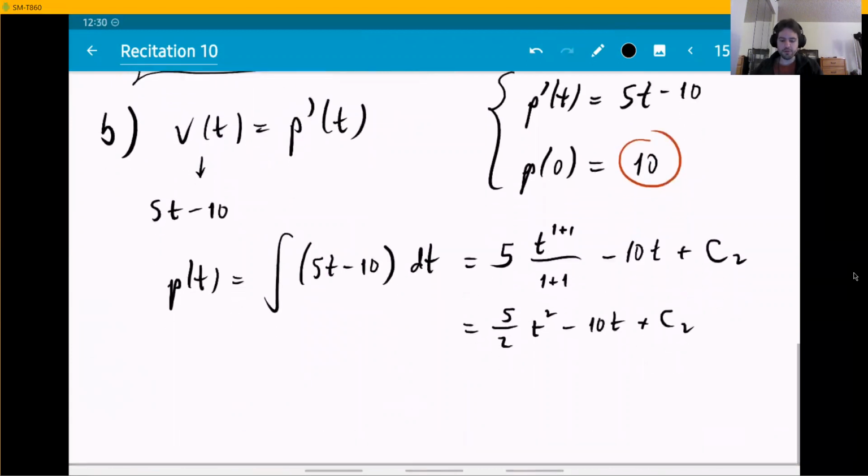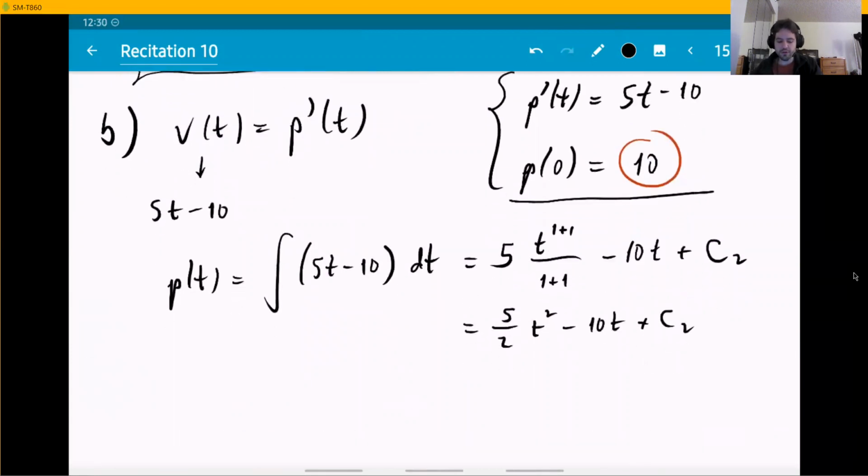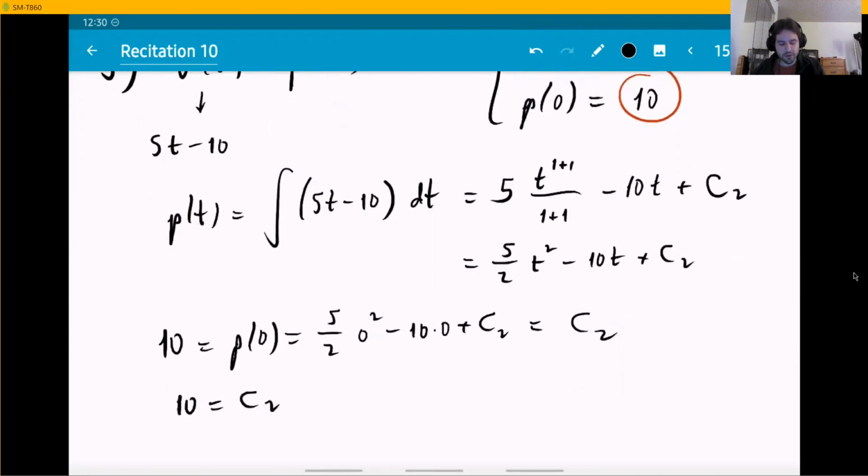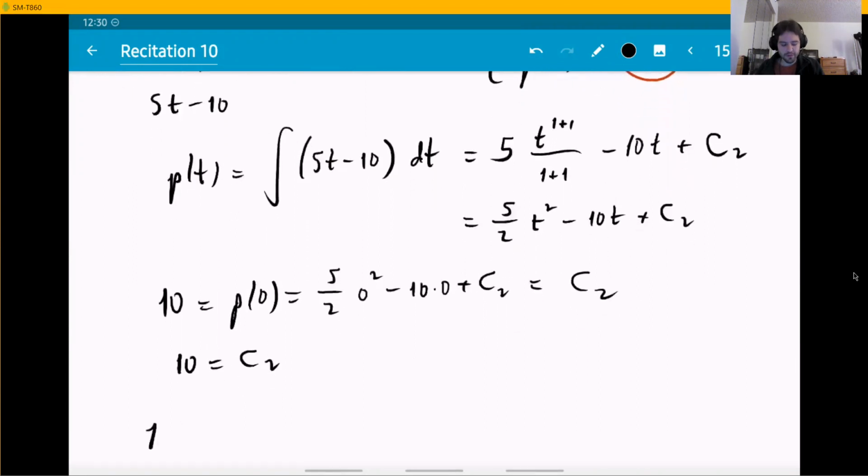How do we find c2? Use the initial value condition. 10 is p of 0, which is, now plug in 0 for t is very easy, because the t squared and the t are just 0. So this just leaves you c2 equals 10. Nothing to solve here. So you find the position function, 5 over 2 t squared minus 10t plus c2, which is plus 10.